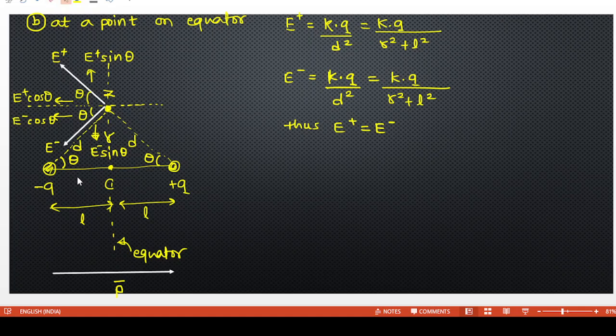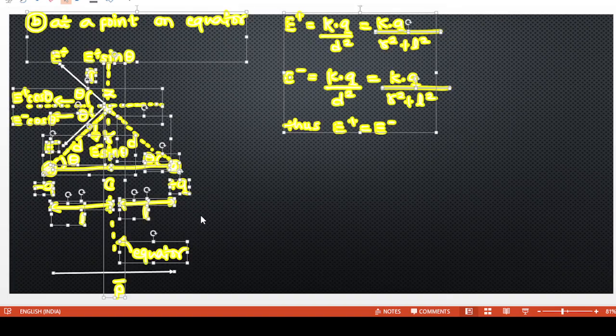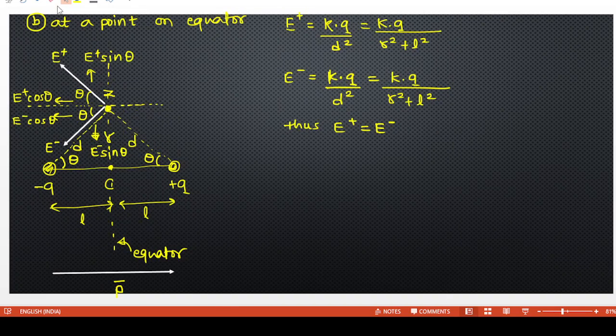After resolution of the vectors, we get this. You can draw the situation separately. You can redraw the situation.